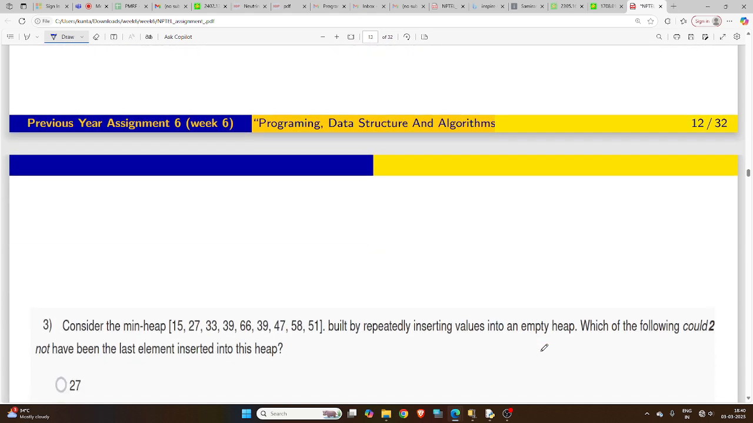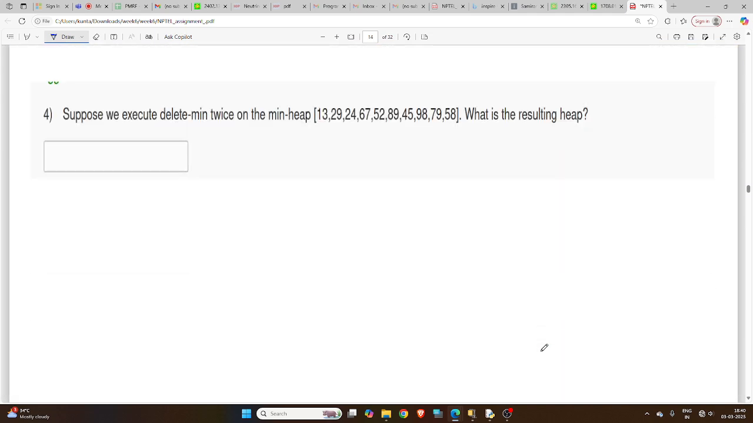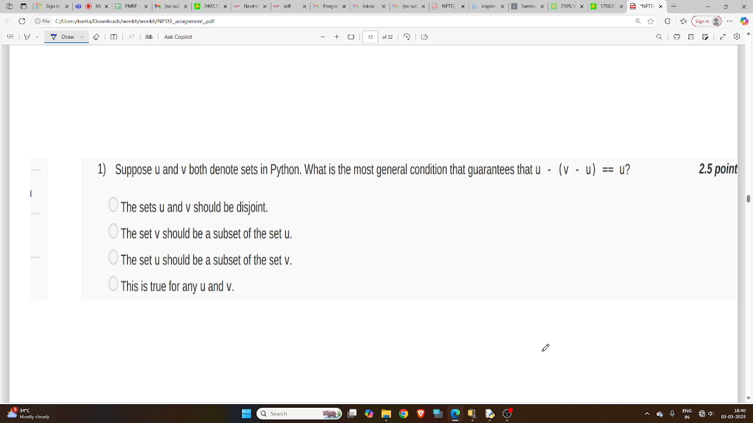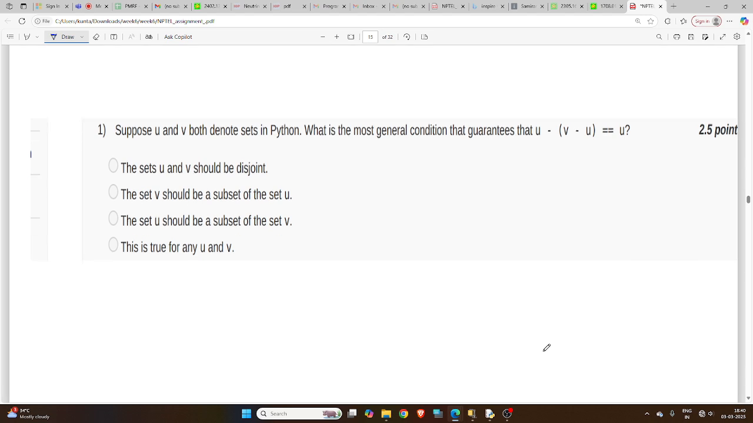Okay, so quickly we can go for the next question. Yes, this one. Suppose U and V both denote sets in Python. Okay, so U and V, they are the same. What is the most general condition that guarantees that U minus V minus U is equal to U? So first option, let me check that sets U and V should be disjoint. So again, this example, only 1, 2 and 3, 4, that is also fine. Okay, very simple example.